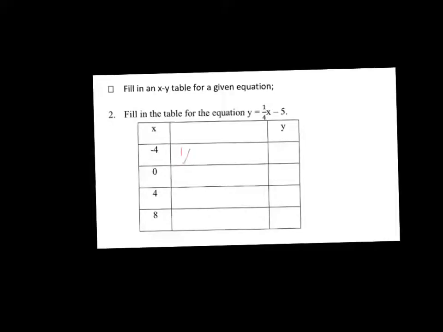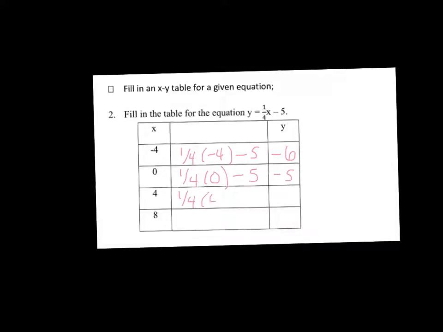So 1/4 times -4 minus 5. 1/4 times -4 is -1, minus 5 would be -6. Then we're going to do the same thing for 0. 1/4 times 0 is 0, minus 5 is -5.